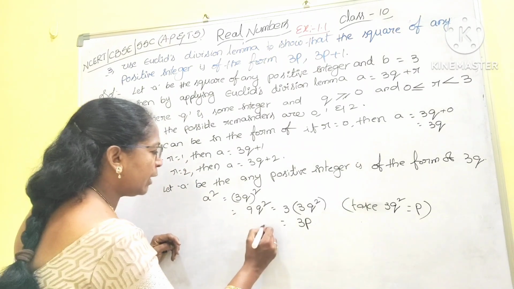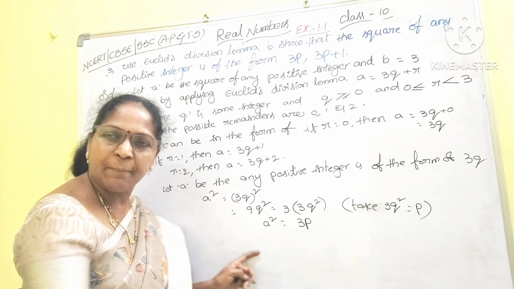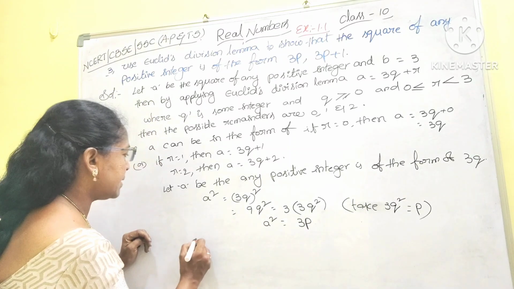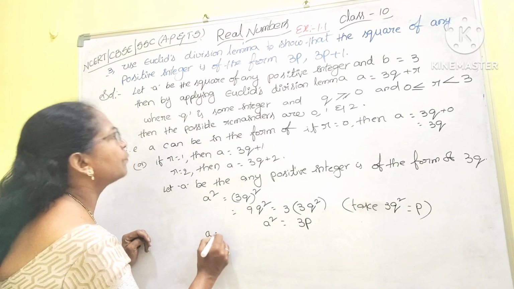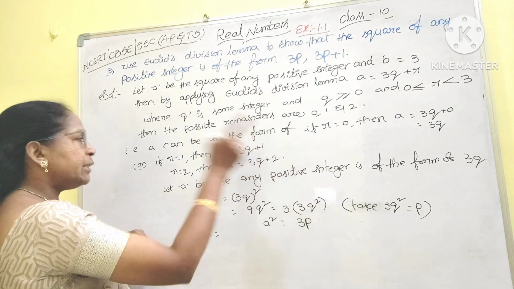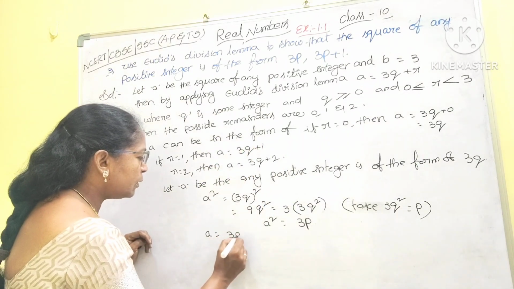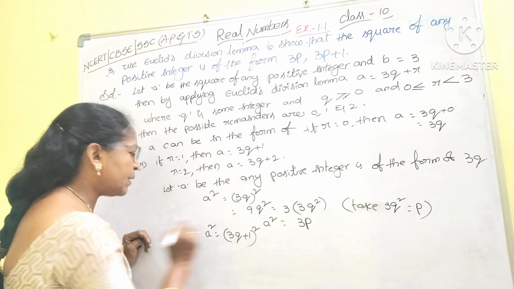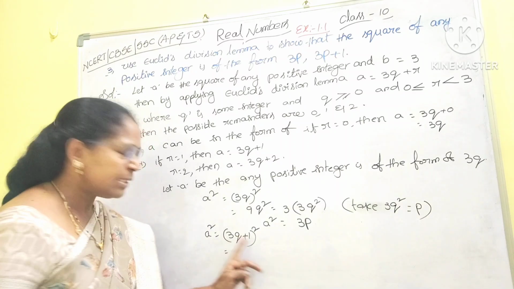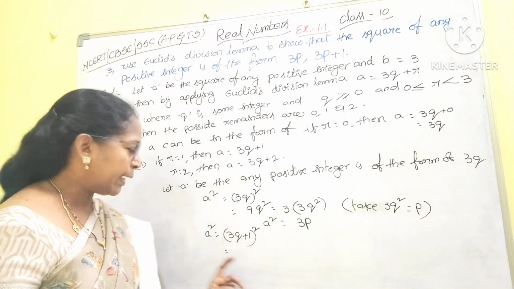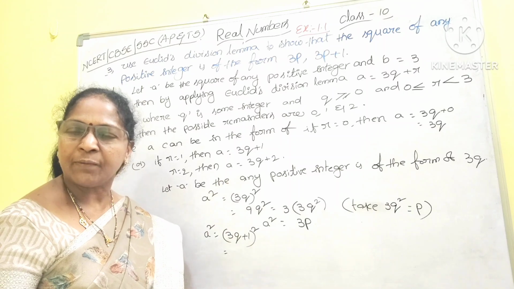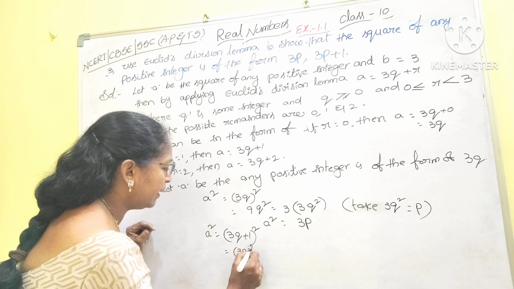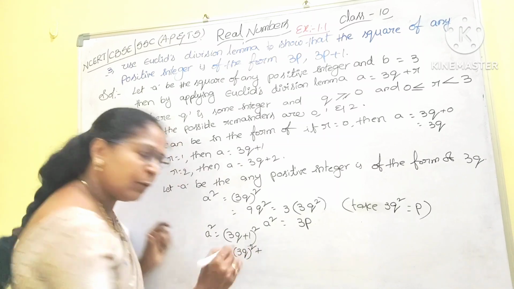Where A square equals 3Q square for any positive integer. Now we have it in terms of 3P. Next, if A equals 3Q plus 1, then A square equals 3Q plus 1 whole square. This is in the form of A plus B whole square, which equals A square plus B square plus 2AB, where A square is 3Q whole square, plus 2AB, plus B square.